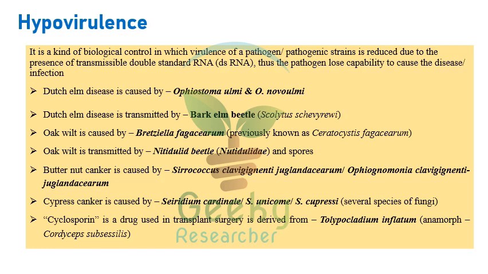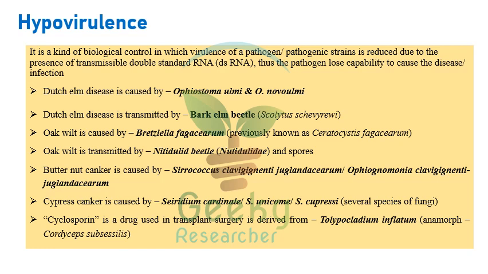Here I'm coming once again. Dutch elm disease is caused by Ophiostoma ulmi or Ophiostoma novo-ulmi, and it is transmitted by the elm bark beetle. Oak wilt is caused by Bretziella fagacearum. The previous name is Ceratocystis fagacearum, and oak wilt is transmitted by a beetle species, the nitidulid beetle. Butternut canker is caused by Sirococcus clavigignenti-juglandacearum, otherwise called Ophiognomonia clavigignenti-juglandacearum. Sometimes we may expect such kinds of questions also.